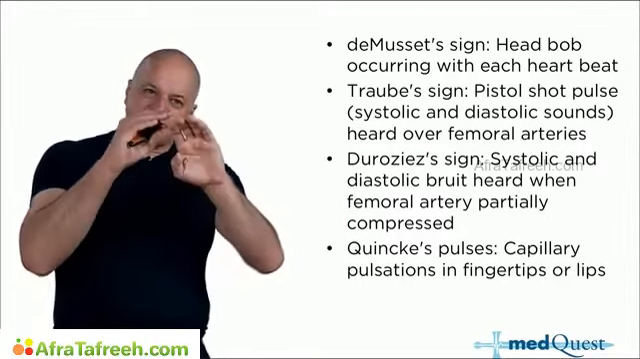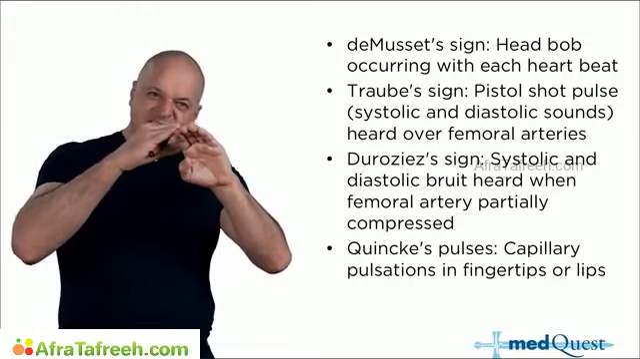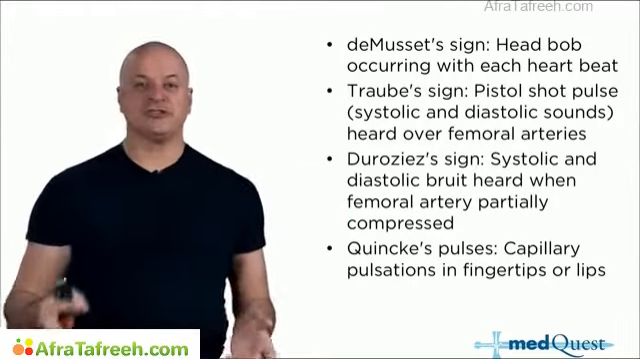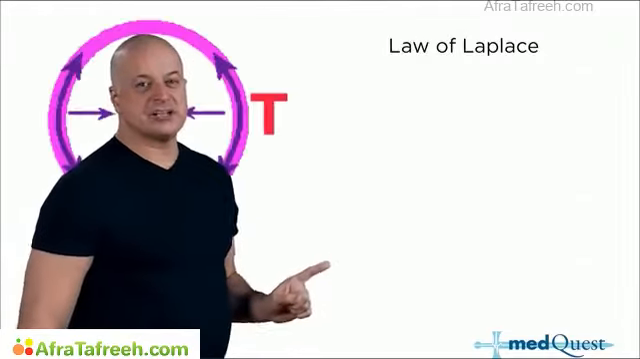A Quincke pulse is a sign of pulsations in the nail beds, a sign of pulsations in the nail beds from vascular flow. That's a Quincke pulse. Vascular pulsations.